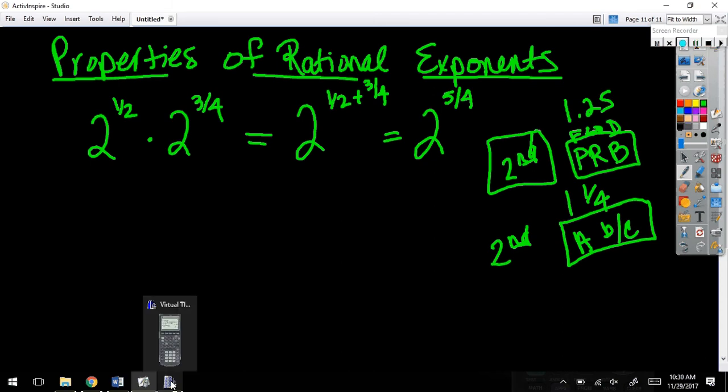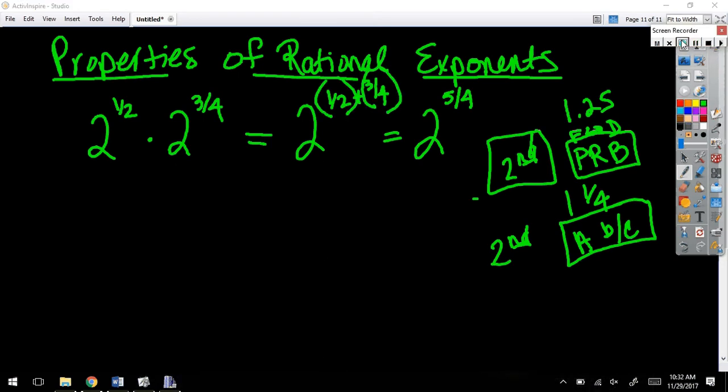So I should get, it's supposed to be 5/4, right? Yes. Multiplying same base, we're adding the exponents, okay? So that takes us through, everyone should be able to do it.